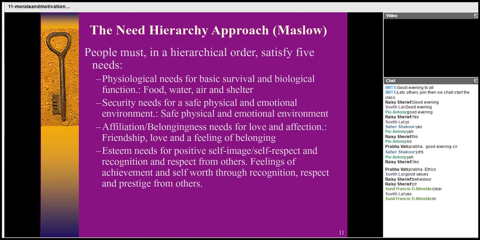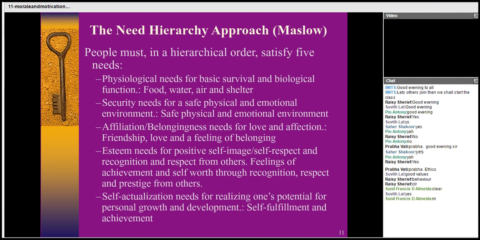Esteem needs for positive self-image, self-respect and recognition, and respect from others. So feelings of achievement and self-worth through recognition, respect and prestige from others. Self-actualization needs for realizing one's potential for personal growth and development. So self-fulfillment and self-achievement.